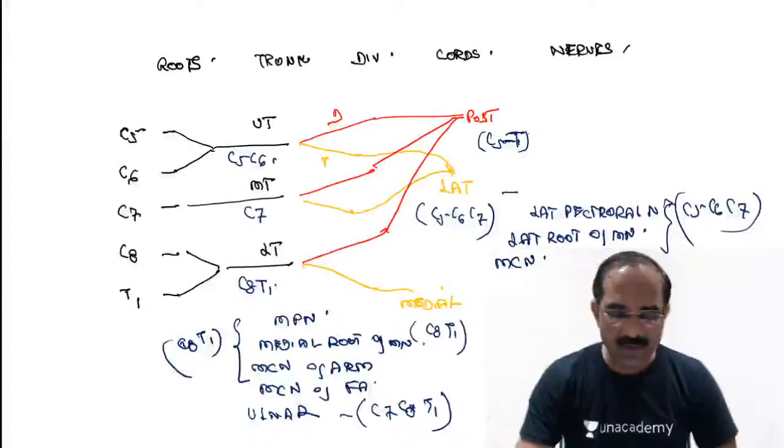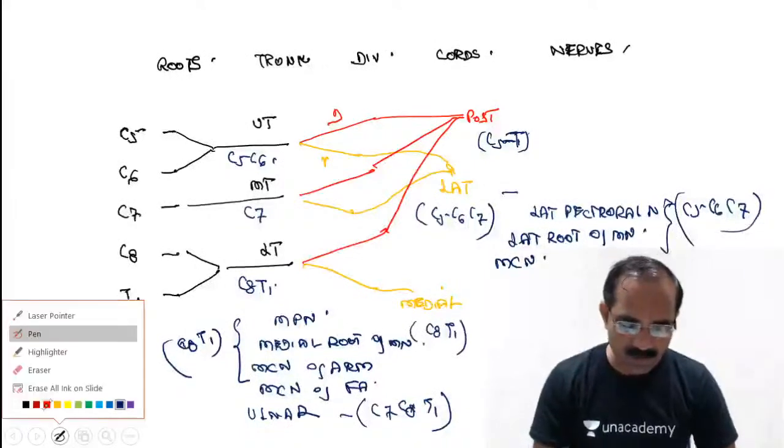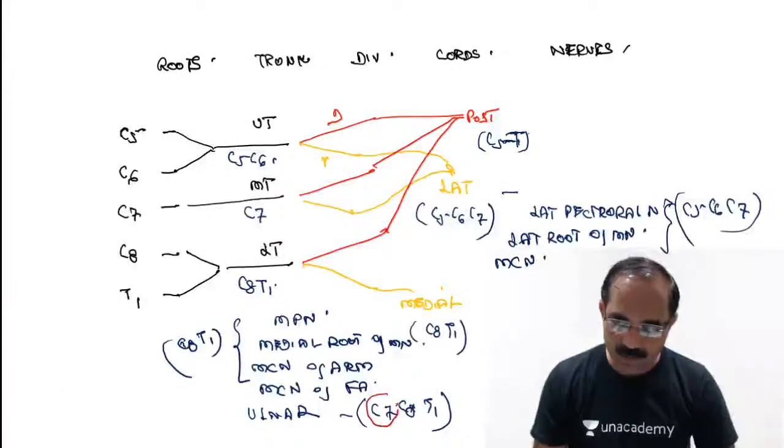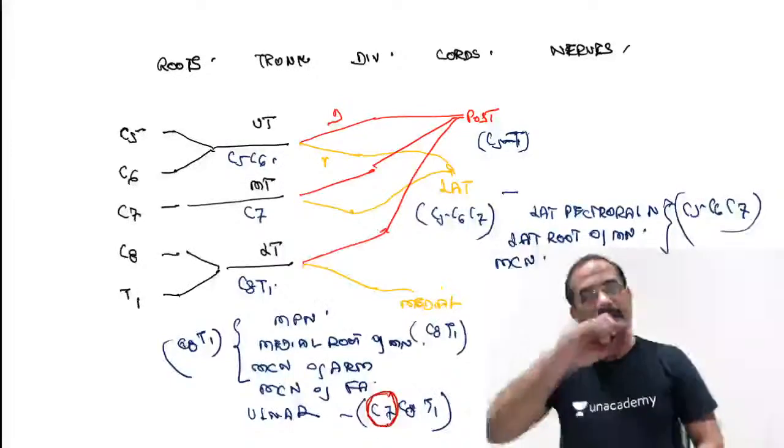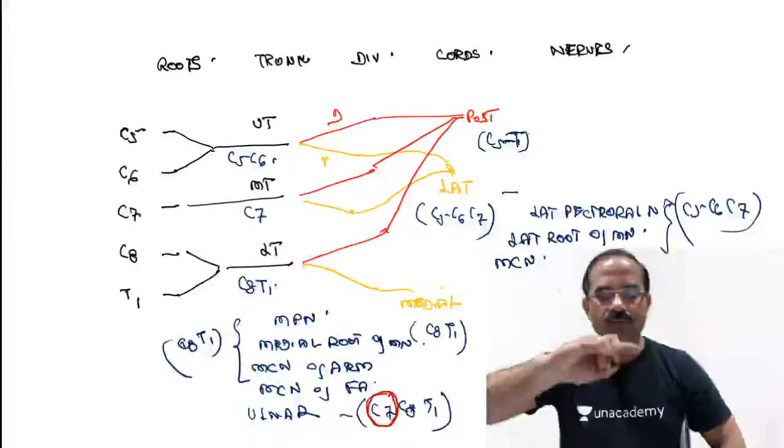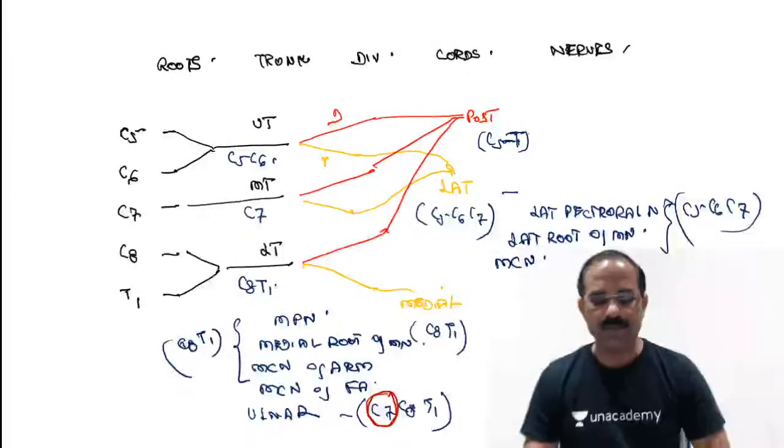Now tell me, where does this C7 come from? The C7 root comes from the lateral cord. So the C7 root comes from the lateral cord of the brachial plexus.